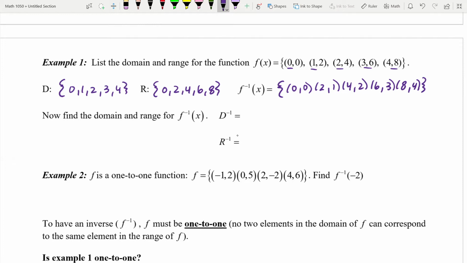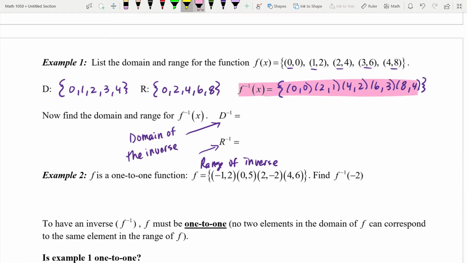Now, this D to the negative first, maybe draw an arrow right there. What they're saying is find the domain of the inverse, and then obviously that one is the range of the inverse. Look at this inverse that you've just found. The domain is a brace, and then it's just a list of all the x's: 0, 2, 4, 6, and 8. And the range is all of the y's, which are 0, 1, 2, 3, and 4.